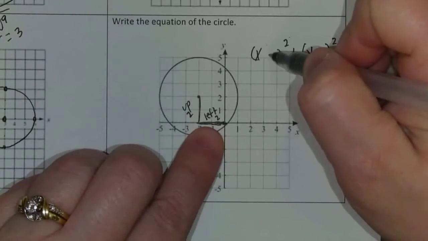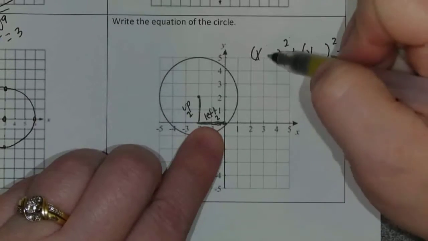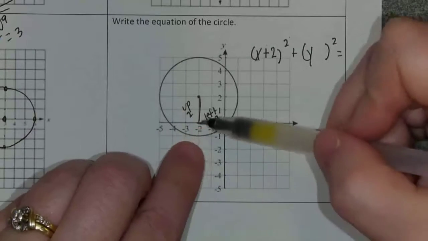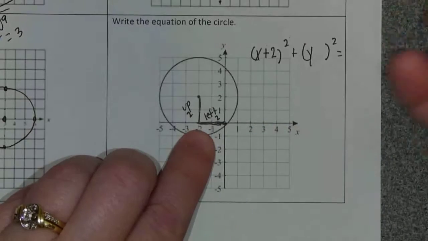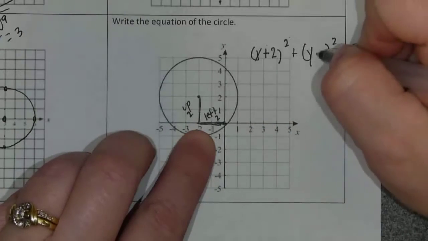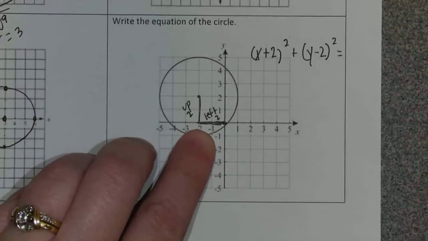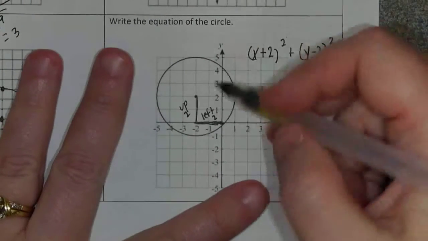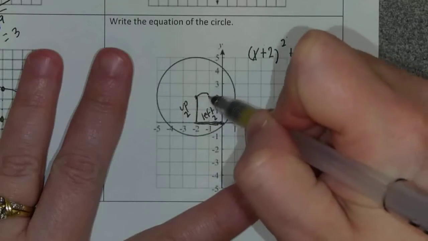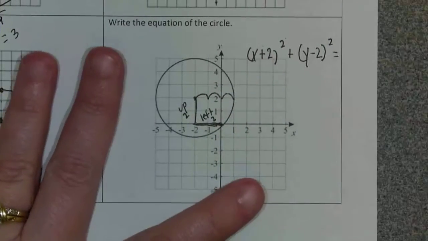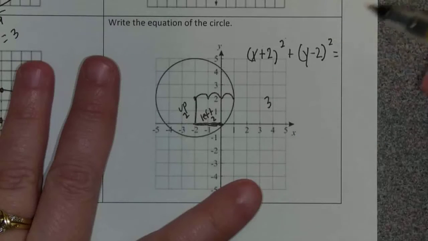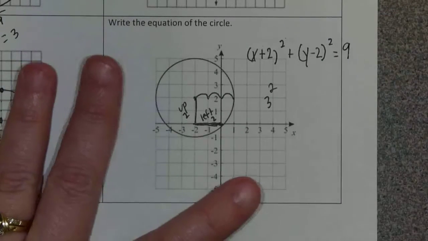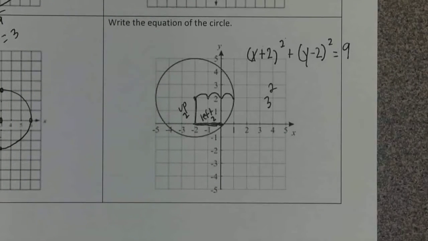So how do I show movement of left 2? Well, left you think would be minus, but remember we do the opposite inside the parentheses, so this is going to be plus 2 to get a left 2. And then up 2 you would think is going to be plus, but because it's in the parentheses it's going to be minus 2. Then really what we're going to do is just count the radius. So from the center to the edge we move 1, 2, 3 spots. So our radius is 3, but this number over here is 3 squared, which is going to be the number 9 for our equation of our circle.